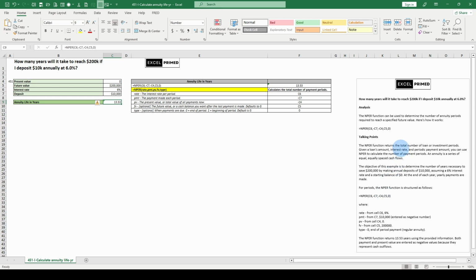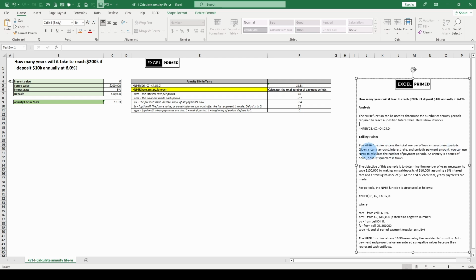Back on track. Here we have the NPER, the number of periods function. We'll be using NPER to calculate or determine the number of years. This is annuities. We can compute this annuity using this simple formula. The number of period function returns the total number of deposits or investment periods.